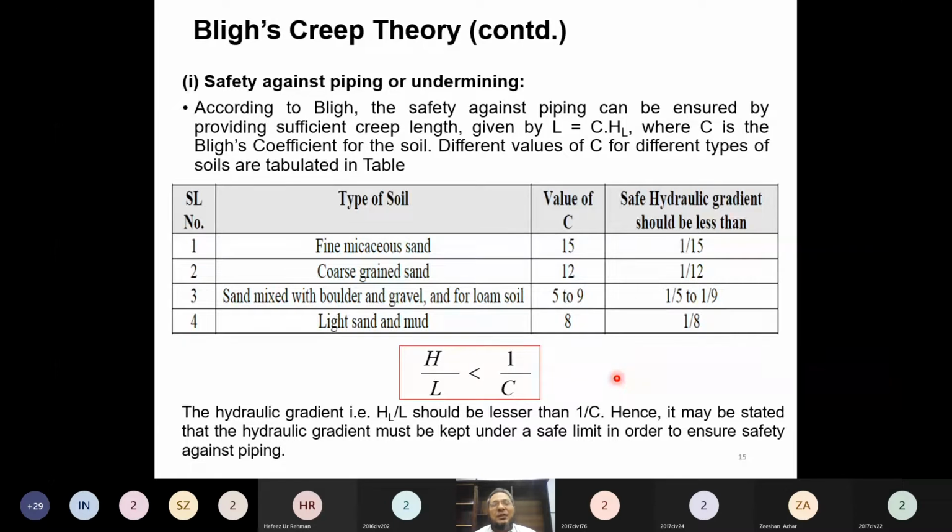According to Bligh's theory, how can we make a structure safe against piping or undermining? तो sheet piles provide करते हैं. No. What is the criteria? Criteria is this one. The hydraulic gradient should be less than the safe hydraulic gradient prescribed by Bligh. So this H over L should be less than 1 over C.